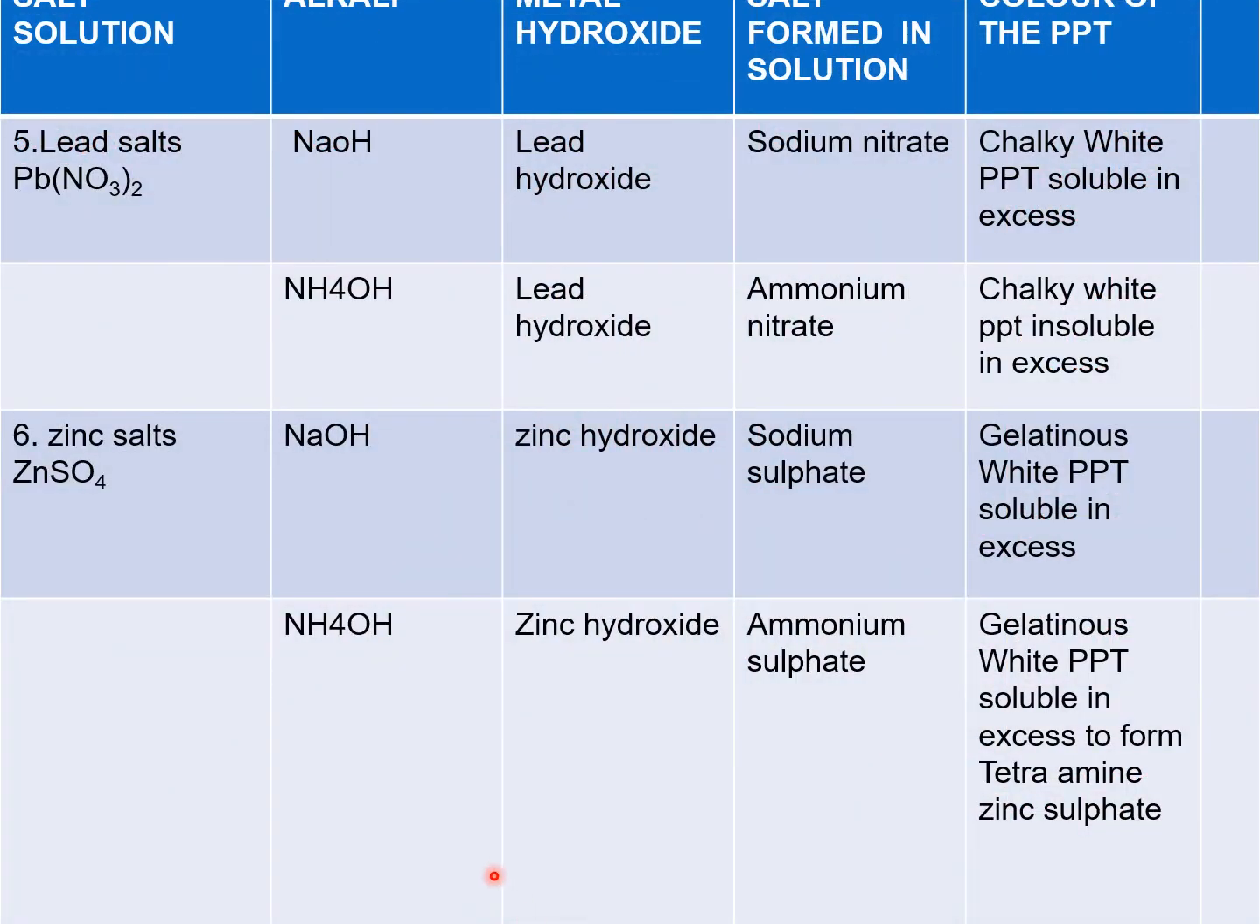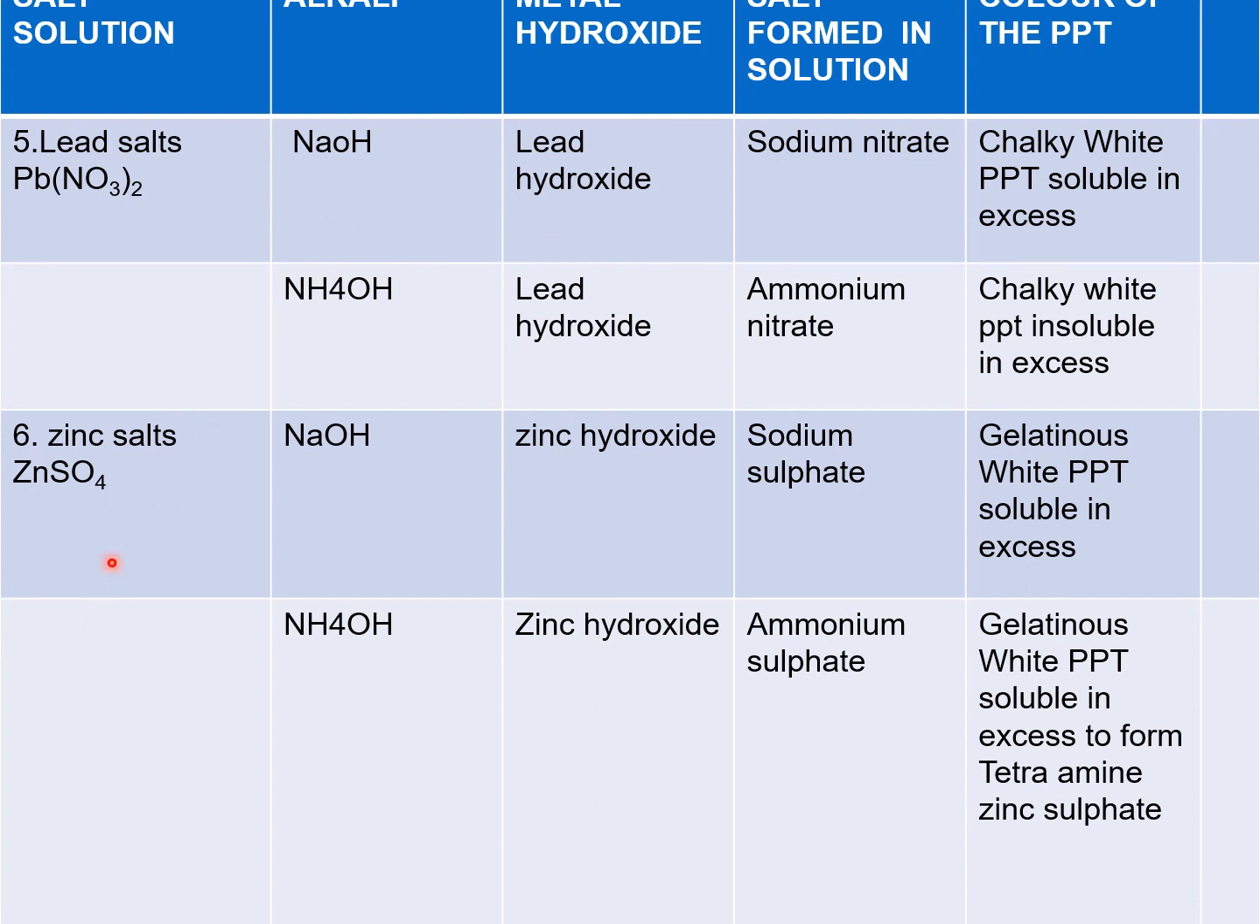Now, next with lead salts, when sodium hydroxide is added to a lead salt like lead nitrate, lead hydroxide, a chalky white PPT, is formed along with the formation of sodium nitrate, and this is soluble in excess of sodium hydroxide. When ammonium hydroxide is added to a lead salt, lead hydroxide is formed, which is again a chalky white PPT, along with the formation of ammonium nitrate, and this chalky white PPT remains insoluble in excess. With ammonium hydroxide in excess it remains insoluble, but with sodium hydroxide it remains soluble.